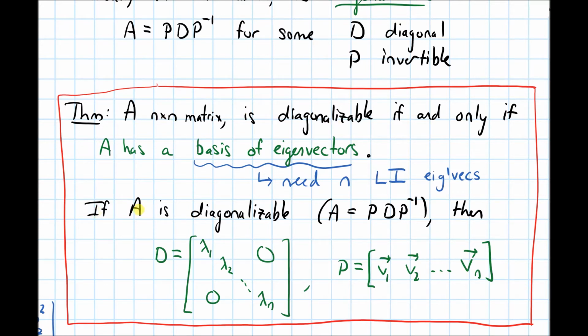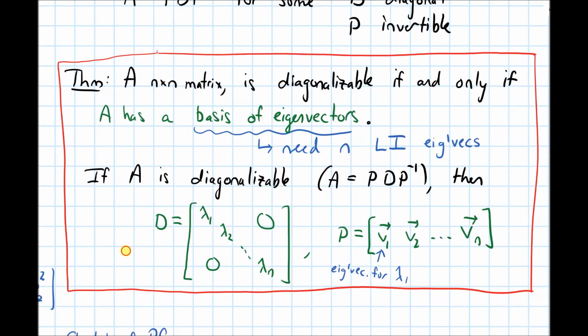And in that case, if our matrix is diagonalizable, then the matrix D, it turns out, is a diagonal matrix where the diagonal entries are the eigenvalues. And the matrix P, this invertible matrix P, is a matrix whose columns are the corresponding eigenvectors. So for example, V1 is the eigenvector for lambda 1, and then V2 would be the eigenvector for lambda 2, and Vn would be the eigenvector for lambda n. So those are what the columns of P are. They're the eigenvectors. The entries of D are the eigenvalues.